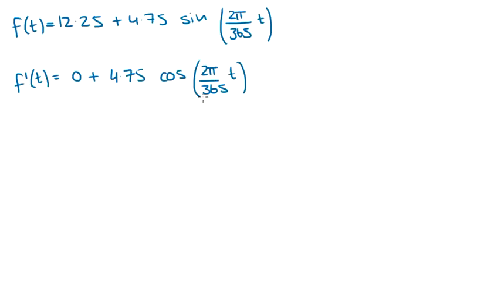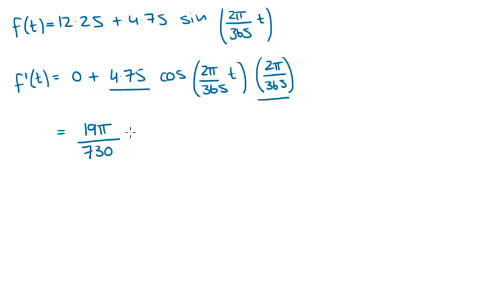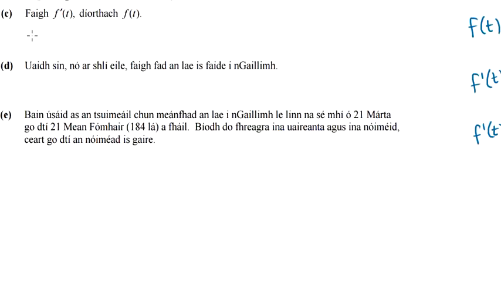And now we have to differentiate inside the bracket. When we differentiate that in terms of t, we're going to be left with 2 pi over 365. So to simplify, I'm going to multiply 2 pi over 365 by 4.75. And I'm going to get 19 pi over 730 cosine of 2 pi over 365 t. So that's our part C.